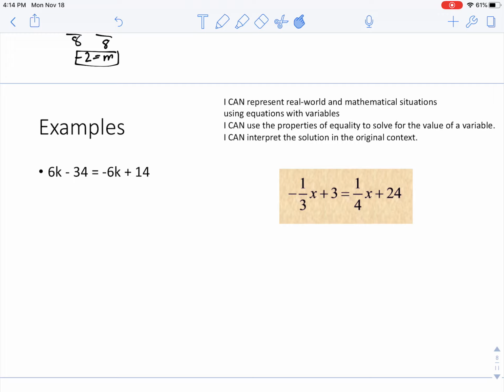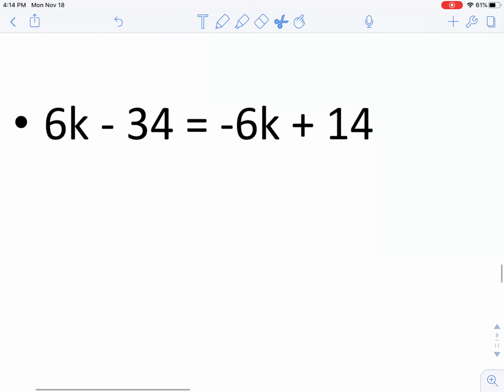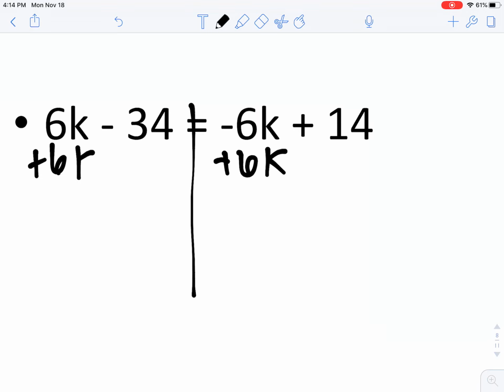All right, we will do a couple more. 6k minus 34 equals -6k plus 14. I'm trying to get k's on one side, so what I'm going to do is add 6k to both sides. Because this 6k is negative, that's why I add. I do the inverse operation.